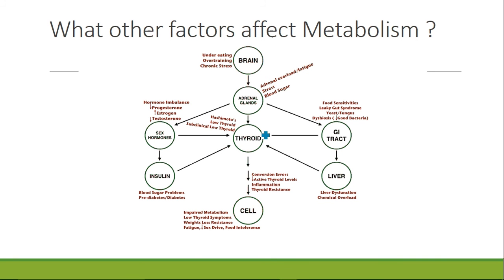Yeah, considering the calorie equation, there are even other things to be considered. For example, insulin, sex hormones, thyroid, adrenal glands, brain, GI tract, that is gastrointestinal tract, and liver. These are not the only things. These are the few things which are written here. But there are many more things. I am just giving you a basic idea of why we need to consider many other things also.